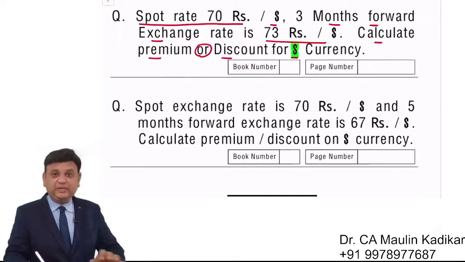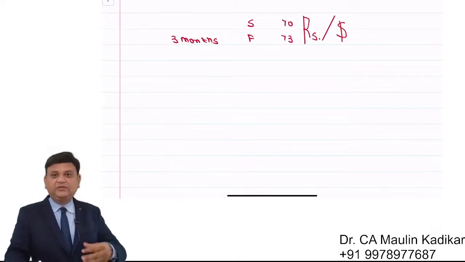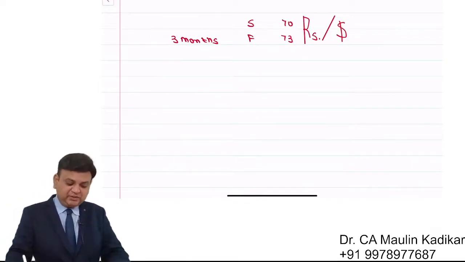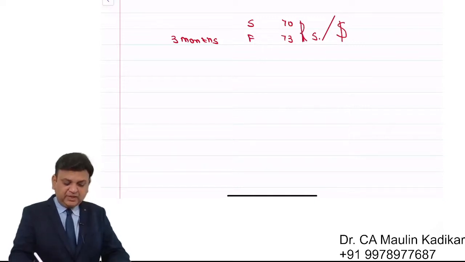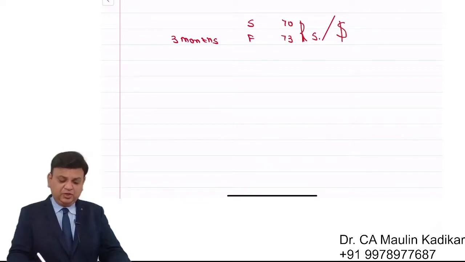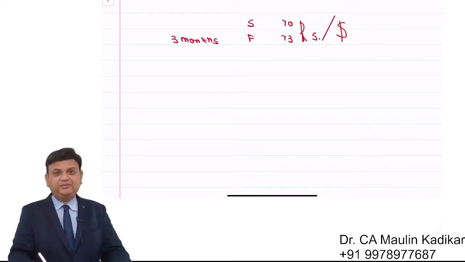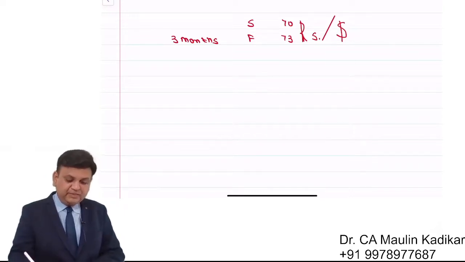Let us understand how to make the calculation of the answer. Friends, जैसे हम लोग rate of interest calculate करते हैं, which is on the per annum basis, similarly यहाँ पे भी हमको calculation करना है for premium or discount on per annum basis. Logically हमको पता ही है कि same dollar का ज़्यादा रुपया मिलता है, so the dollar currency has appreciated. पर हमको यहीं पे appreciation और depreciation find करना है dollar currency का, that is a premium or discount.